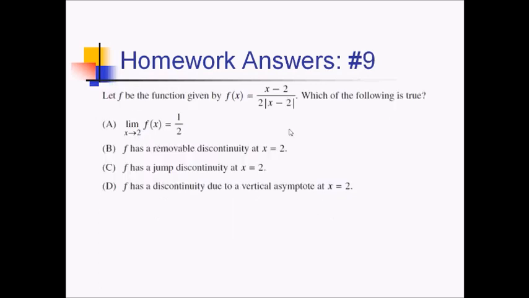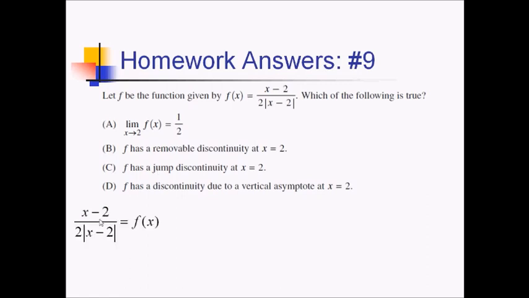On this problem, we're given this function of (x minus 2) over 2 times the absolute value of (x minus 2). Now, we have seen this function type before. We want to know which of these things is going on here. In order to analyze any of these, we need to figure out the limit as x approaches 2, because that's what all these answer choices are talking about. In order to do that, we need to write this as a piecewise function.